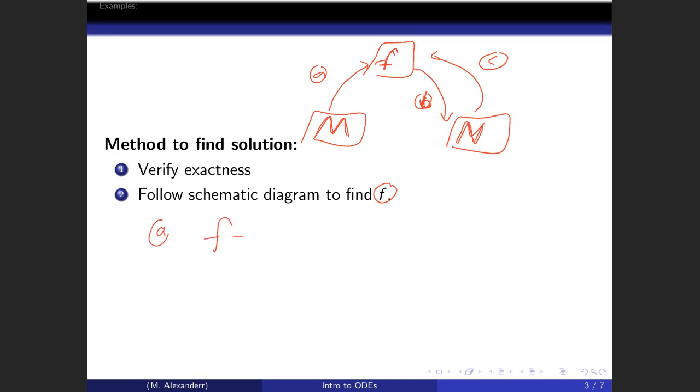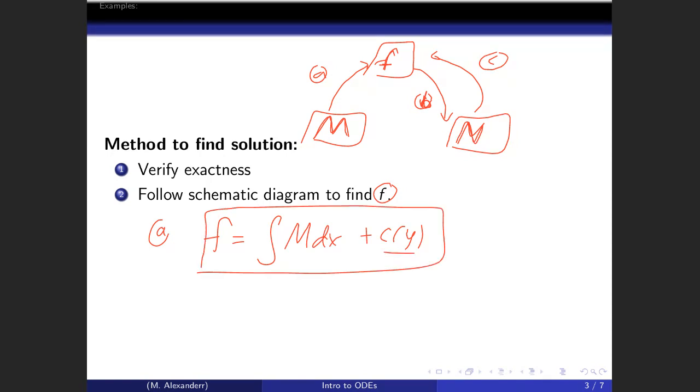For the f function, all you have to do is integrate the m function with respect to the x variable. But there's a catch. The catch is that there's going to be a constant, and in this case it's a constant that depends on the y function. So you have your formula for the f function, but you don't know what the c function is. So that's why you go into step B.